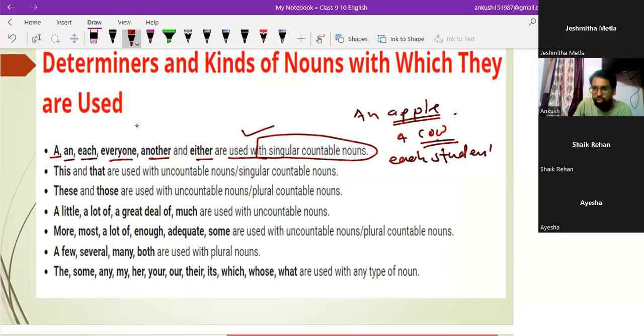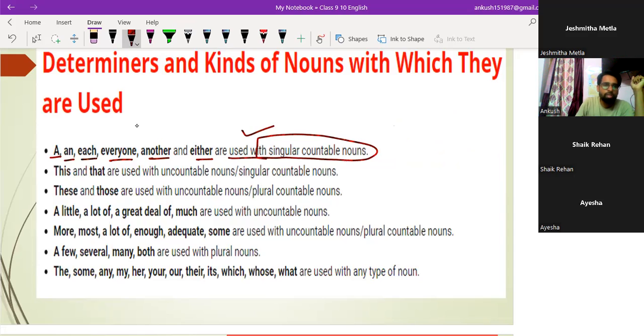Each student, not each students. If there is only one, we are trying to tell about one specifically. Yes, very good. It means it is determining the noun which is showing you the oneness. This and that are used with uncountable nouns and singular countable nouns. Got it?